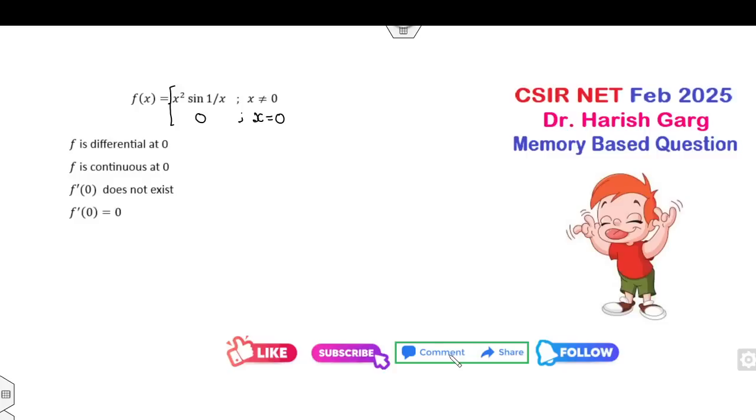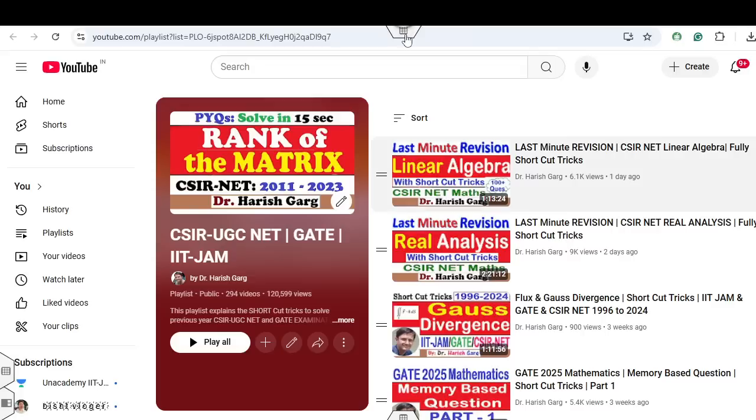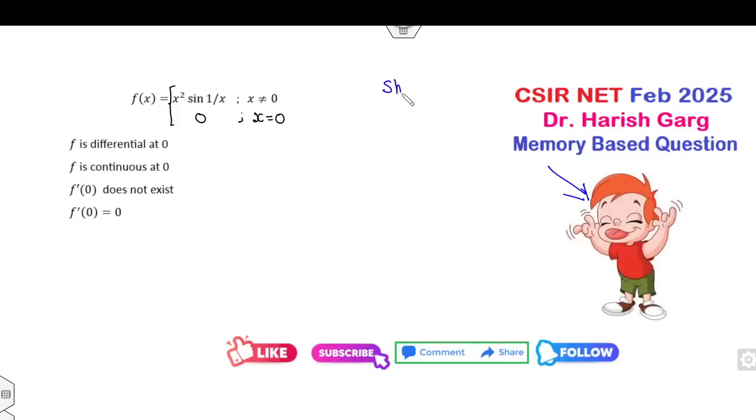Okay, look at this another one. Why do you look like this? Because you know how you can solve this question in 5 seconds. How? Based on real analysis. What is the shortcut trick as I explained to you? Whenever you have x raised to power m cos x raised to power n, or x raised to power m sine 1 over x raised to power n.